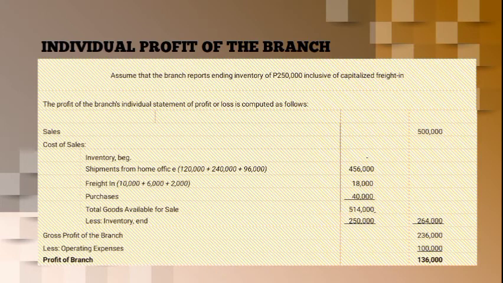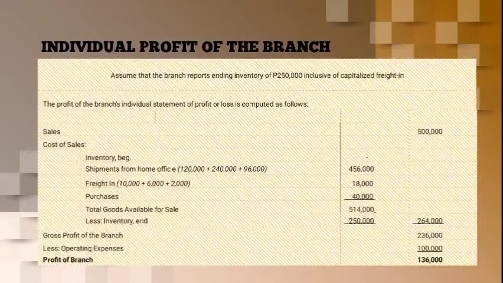To get the total goods available for sale, we need to sum up the shipments from home office plus freight in plus purchases, and it is equal to 514,000. Less natin yung inventory end, which is 250,000. Again, 514,000 minus 250,000 is equal to 264,000. Then, 500,000 sales minus 264,000, then you will get the gross profit of the branch, which is 236,000.